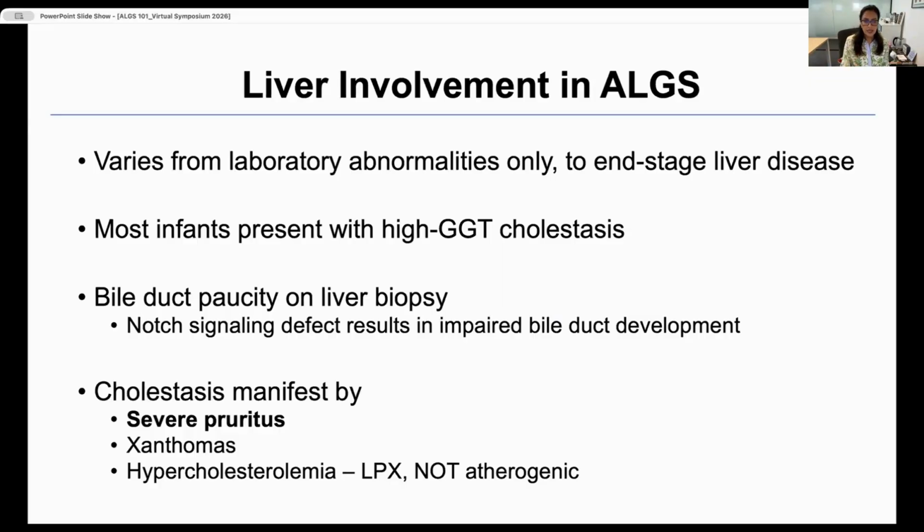As I've said, if you have a liver biopsy, you will find bile duct paucity. This is the term where you have an inadequate number of bile ducts, because the JAG1 NOTCH signaling defect results in impaired bile duct development. So you're just not growing as many bile ducts as you need. That leads to this condition called cholestasis, this type of liver disease, which is manifest by severe pruritus, xanthomas, and also elevated lipids in the blood.